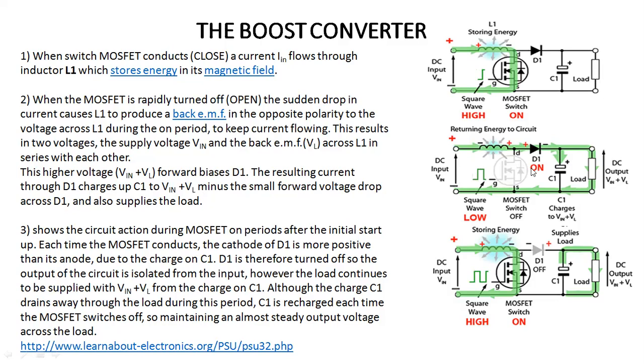What will happen? When the diode goes to the on condition, because we are making the switch off, there will be a higher amount of current because of the input and because of this back EMF. So this diode is coming into forward bias. As this diode comes in forward bias, it allows the capacitor to charge. So the resulting current through D1 charges C1 up to Vin plus VL minus the small forward drop voltage across the diode, and this is given to the load.